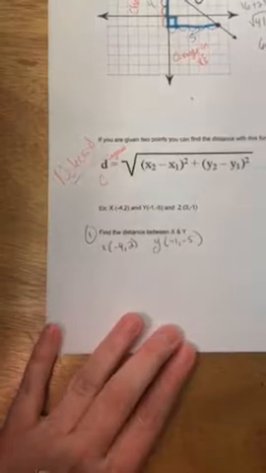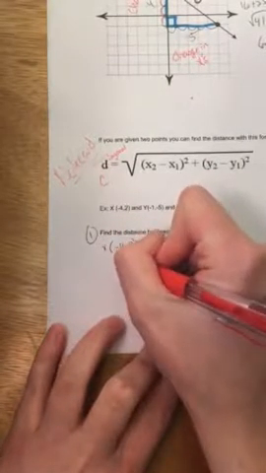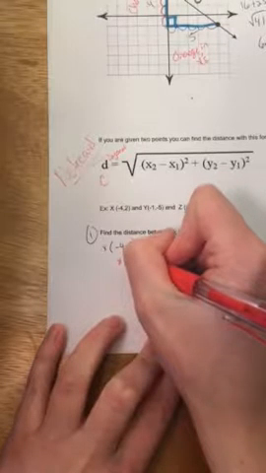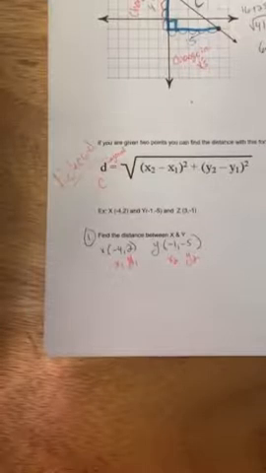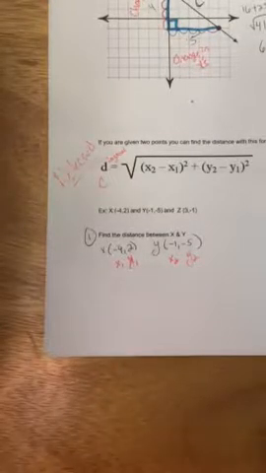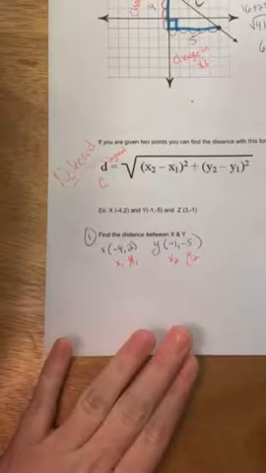Okay. And I'm going to label them to help myself out. I'm going to call this x1, this one y1, this one x2, this y2. I don't really care which one is x1 and which one's x2, as long as you label them together. And then I'm going to use this formula.